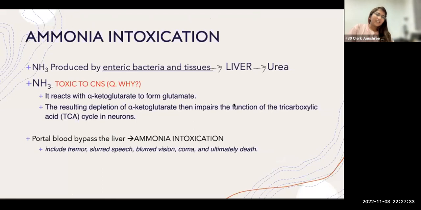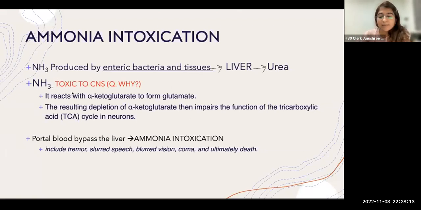Moving forward, this one I really want you to focus on because it's conceptually very important. Ammonia intoxication. So why do I keep saying that ammonia is highly, highly toxic to our body? So first of all, where does ammonia come from? It comes from the enteric bacteria that are there in our gut and the tissues. And then again, I told you it's transported to the liver, and from the liver, it goes and forms urea. Okay. So I have given the answer to my own question here, but still I'll try to explain it better.